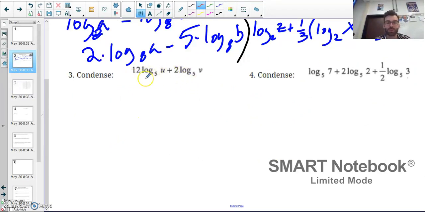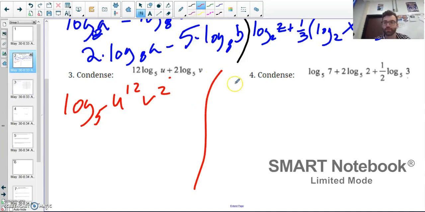Okay, so let's try this one. All right, we're going backwards now. We're going to condense it. If I have a number in the front, that means I can throw it back up top, and then addition means multiplication. Okay? So I'm going to do it all in one step here: 5 u to the 12th v squared.